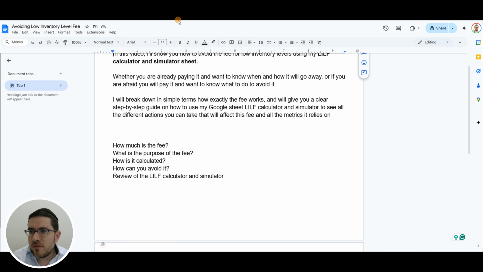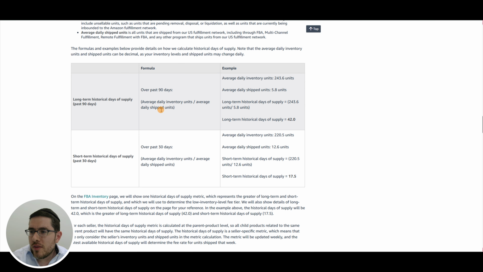So how could you avoid the fee? You could avoid the fee by making sure that at any given time, at least one of these metrics, either the short-term historical days of supply or the long-term historical days of supply, is above 28.